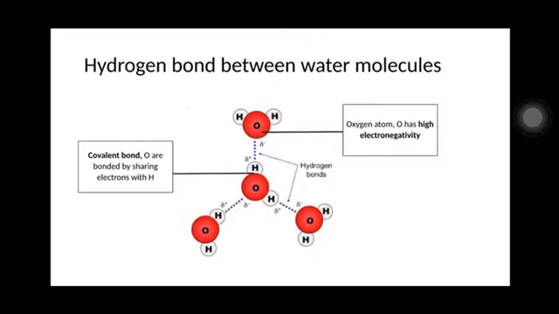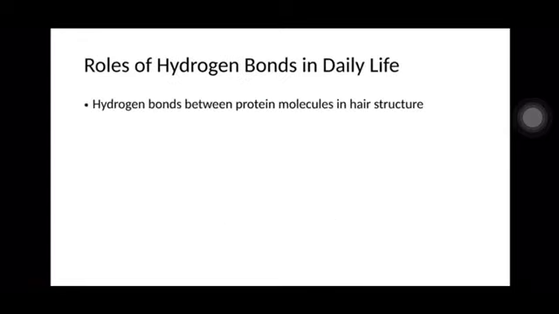Okay, a water molecule consists of 2 hydrogen atoms, H, and 1 oxygen atom. The hydrogen and oxygen are bonded by sharing electrons with one another. This is what we call covalent bond. You have learned this previously. Remember, right? Okay, good.